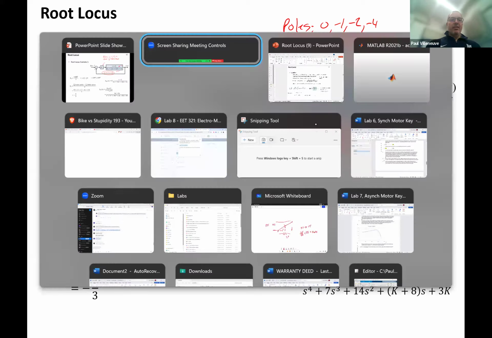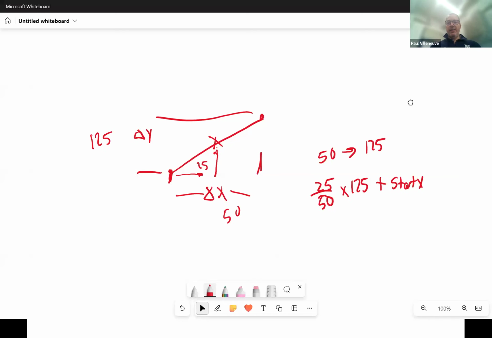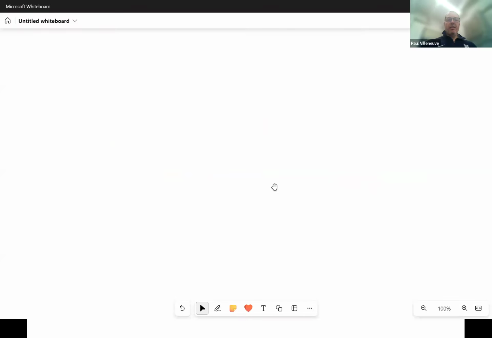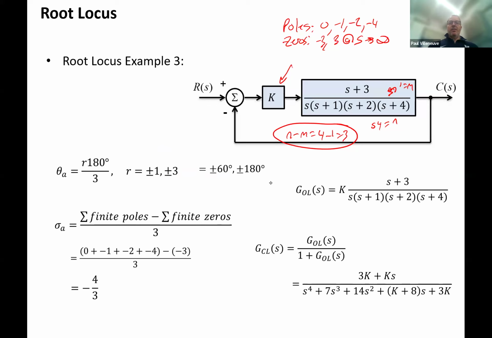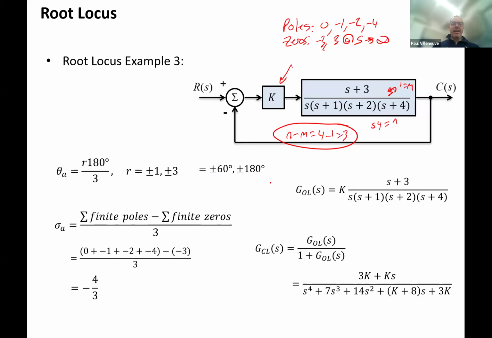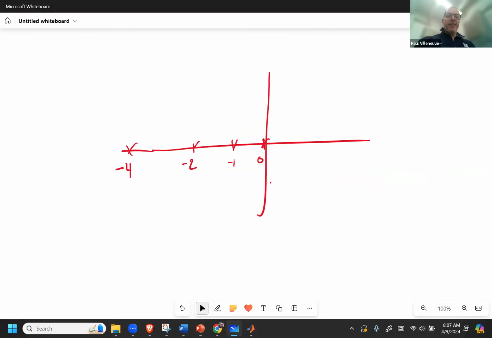So let's do that on the whiteboard. Sorry about that. I thought I had cleared this. All right, so the first thing I'm going to do is start marking the locations of my poles: 0, minus 1, minus 2, and minus 4. And I'm going to go ahead and start to identify the zeros, but only the finite zero.